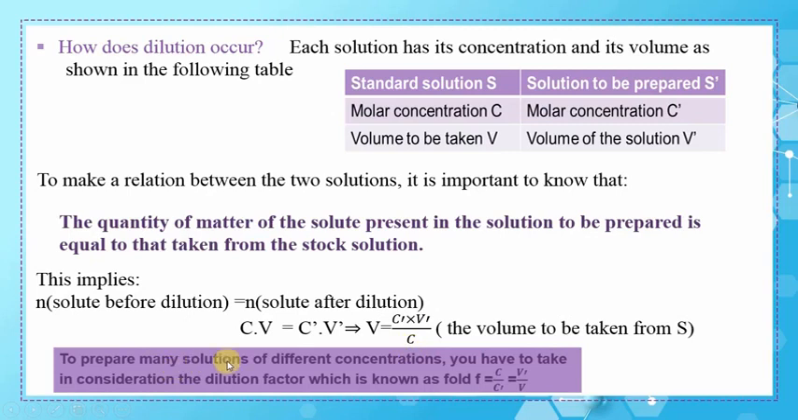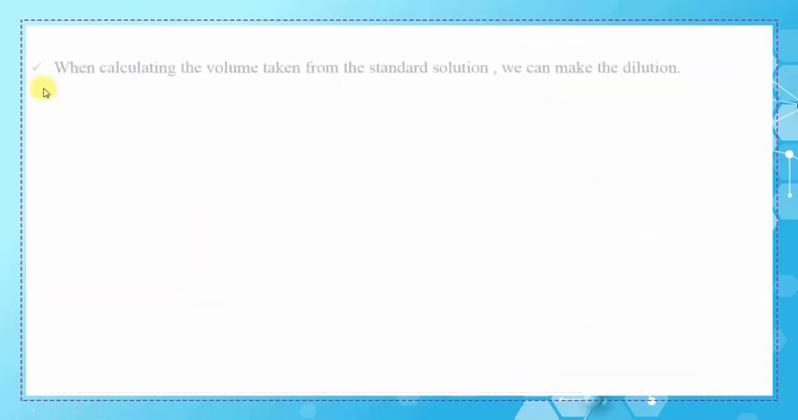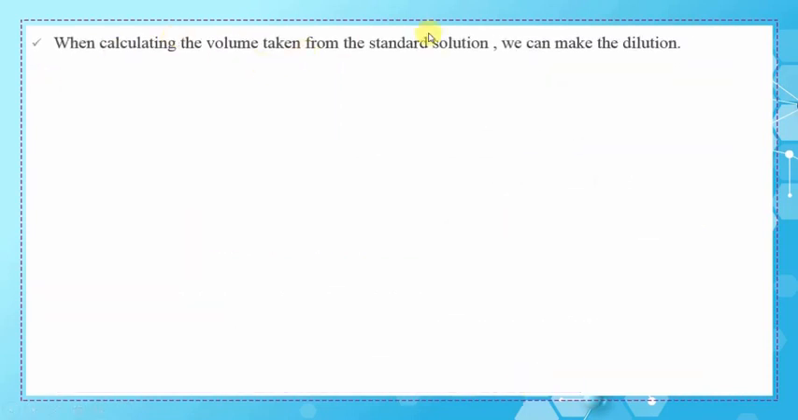To prepare many solutions of different concentrations, you have to take into consideration the dilution factor, which is known as fold F, which is equal to these ratios: C over C prime, or V prime over V. Okay, after calculating the volume taken from the standard solution, we can now make the dilution.